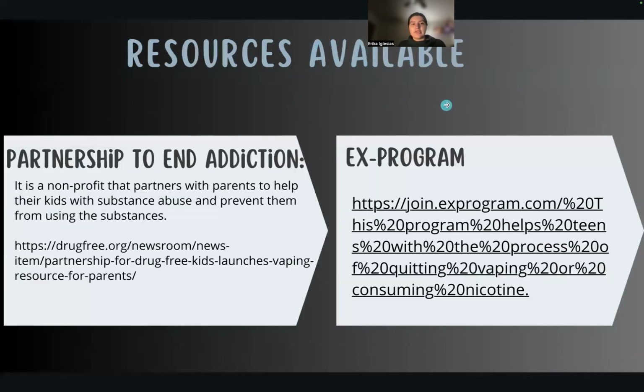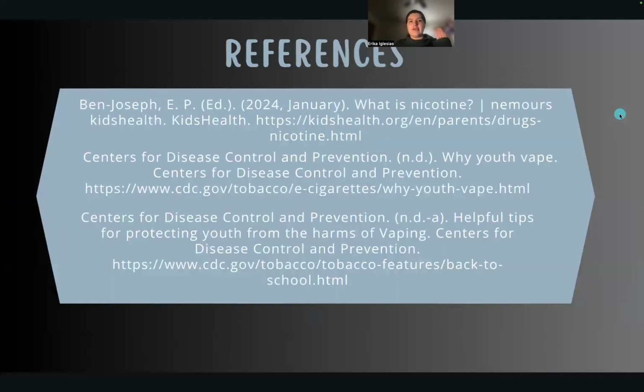Here are some resources that we could provide our students with or their parents. Partnership to End Addiction is one of them. It is a nonprofit organization that partners with parents to help their kids with substance abuse and prevent them from using the substances. The X program mostly focuses on helping youth leave the addiction. So they help them with the process on how everything works and their feelings and the withdrawal process. And here are the references that I got my information from.